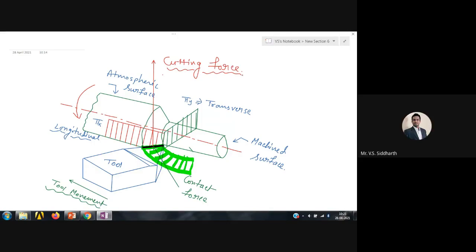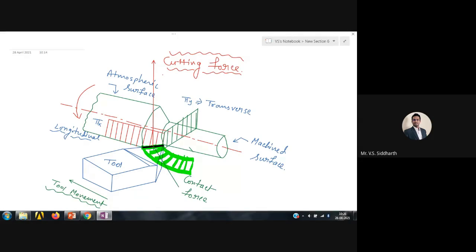Okay. So do you admit that cutting force will act in this direction? Say yes or no. I want you to respond. Yes. Manikanta, why are you saying no?